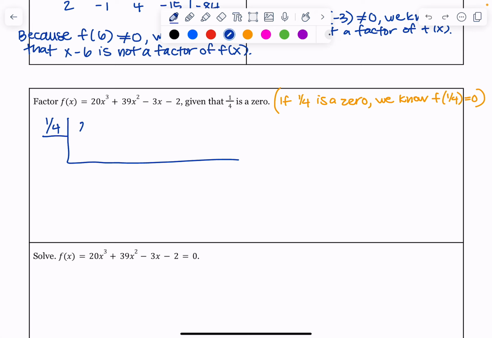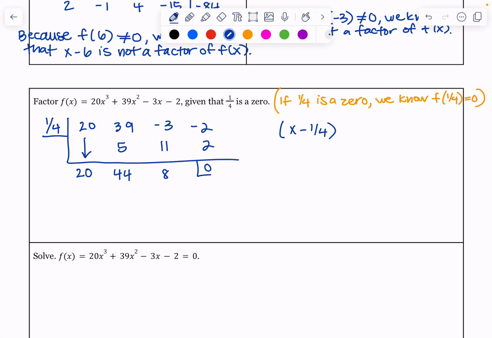So along the top row, we're going to have 20, 39, -3, and -2. We don't need any placeholders. I'm going to drop my 20, multiply, and then add, multiply, and then add, multiply, and then add. So this one did factor perfectly. And so what we're going to have is x minus 1/4, which looks really weird, but we'll fix it at the end. And then I'll have 20x squared plus 44x plus 8.